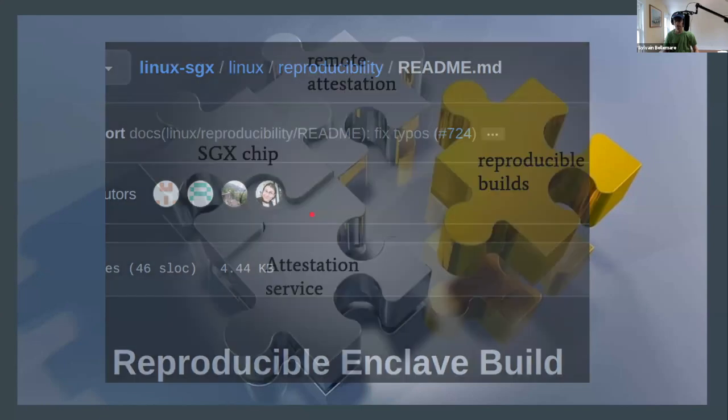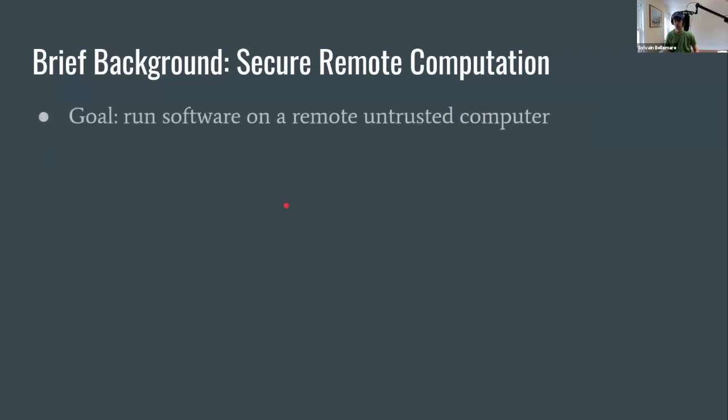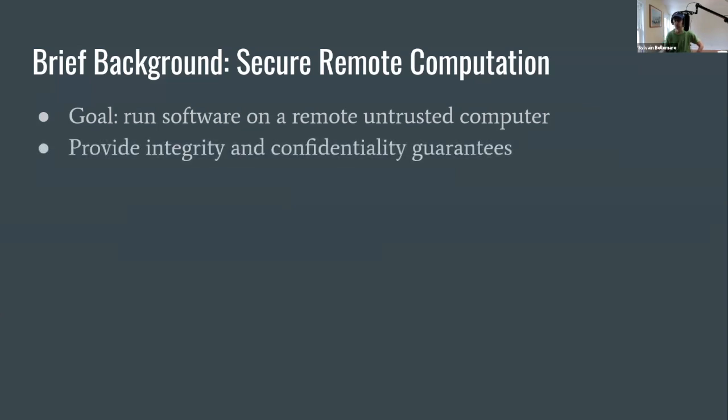Okay, so a brief background. Secure remote computation. Let's step back from trusted hardware and consider just the problem of running software on a remote untrusted computer, regardless of the technique being used. The goal is to provide integrity and confidentiality. What does it mean? If someone sends data to a remote computer to be computed on, you want to make sure that this data is not changed by the computation or by the software that's running, and that its privacy is preserved.